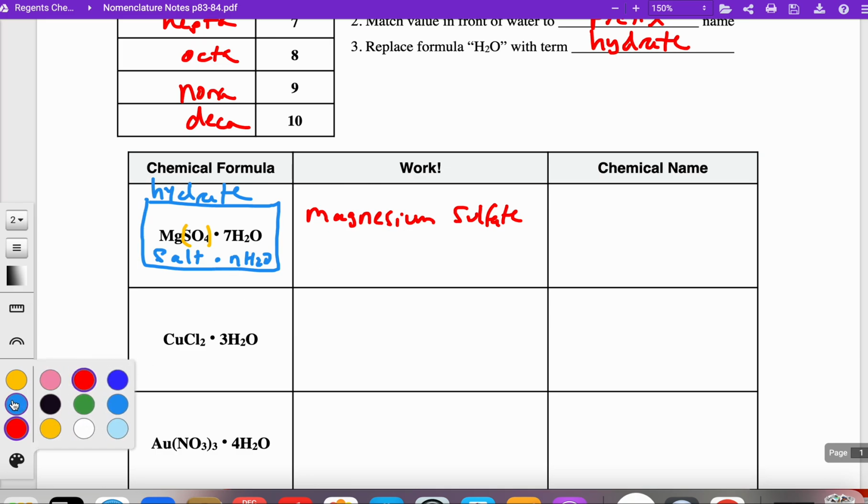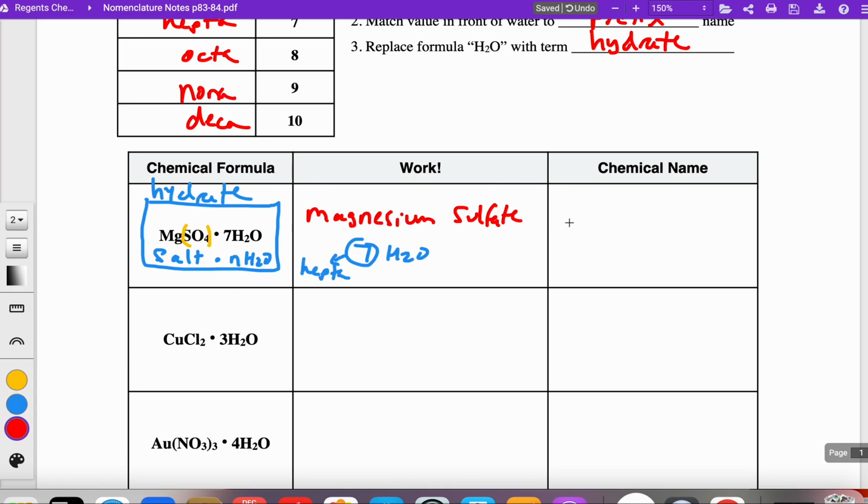Now I need to deal with the 7H2O. So the 7 is a prefix, hepta. So I put magnesium sulfate, hepta, and then we take this formula, H2O, and we replace that with the term hydrate. So it's heptahydrate. So magnesium sulfate heptahydrate.